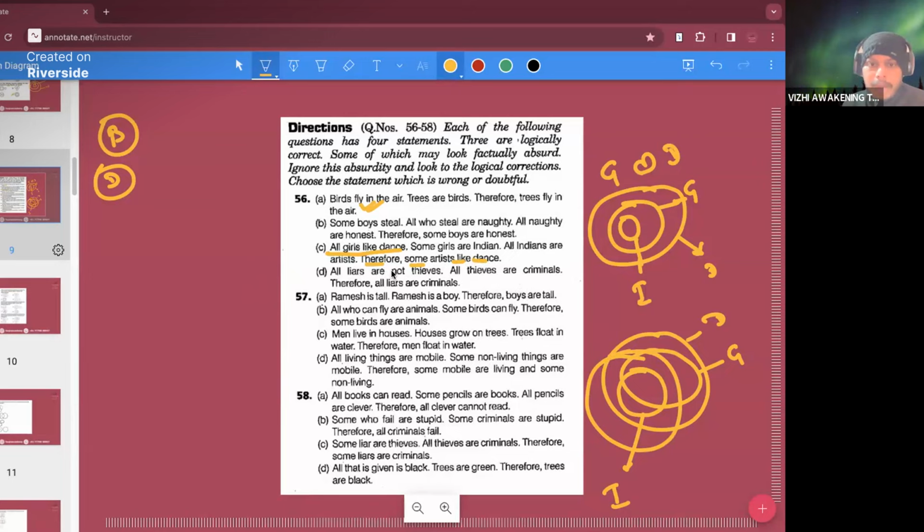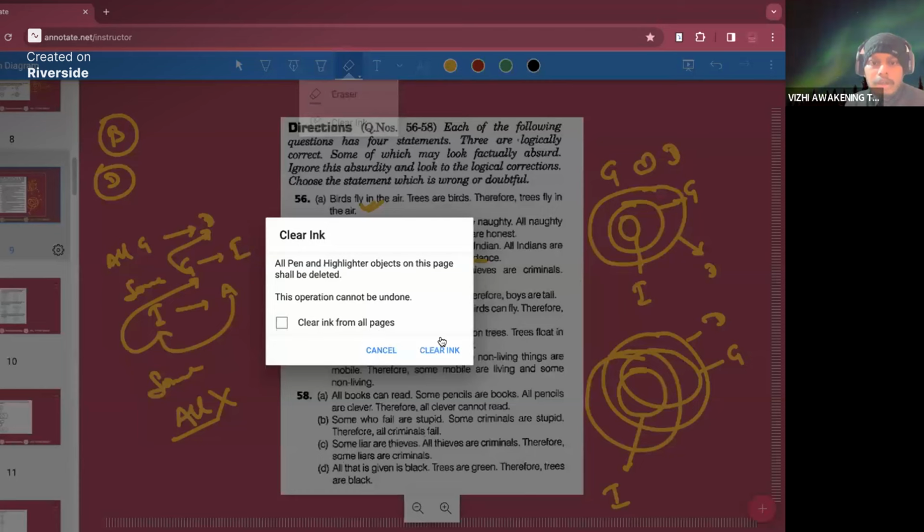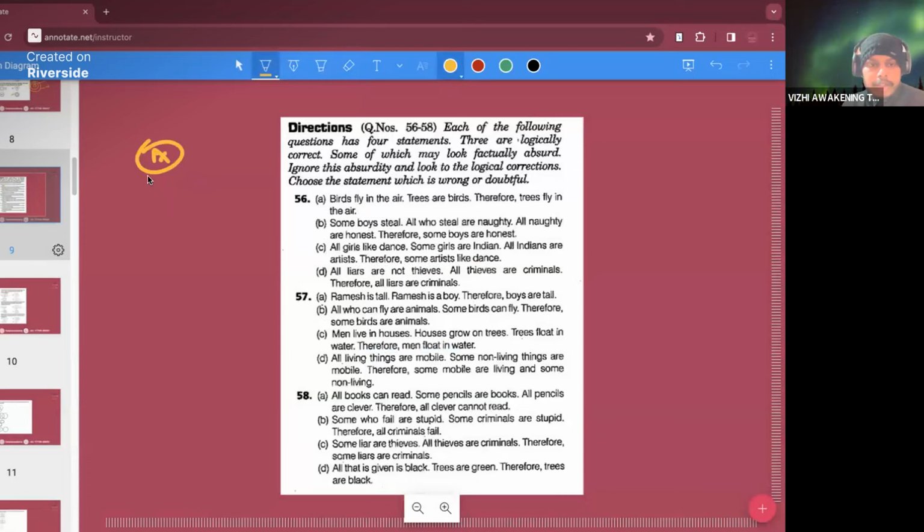If you think of it in a backward way: all girls like dance, some girls are Indians and all Indians are artists. So many of the artists are Indians and many of the Indian artists are girls. Many of the Indian girl artists like dance. Just reversing it. Many or some. Had there been all, then it would have been a wrong statement. So we are done with C as well. We have proved that A and C are correct statements.